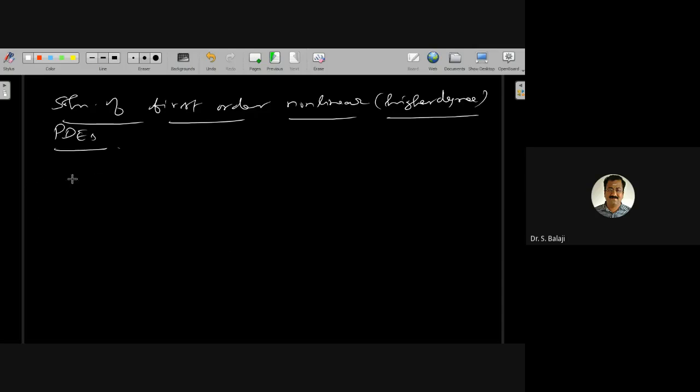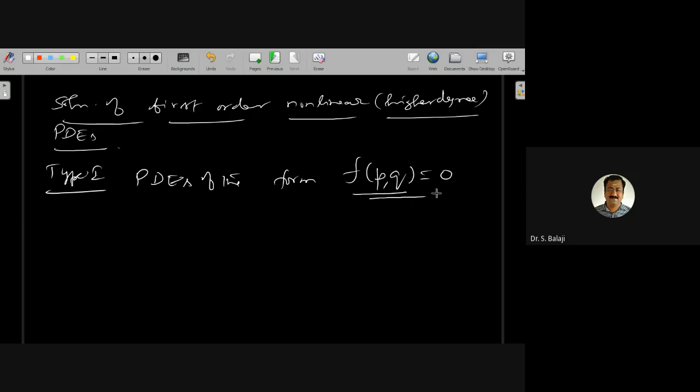Type 1: PDEs of the form f of p comma q equal to 0. Only p and q will be contained in it. The form is f of p, q equal to 0.